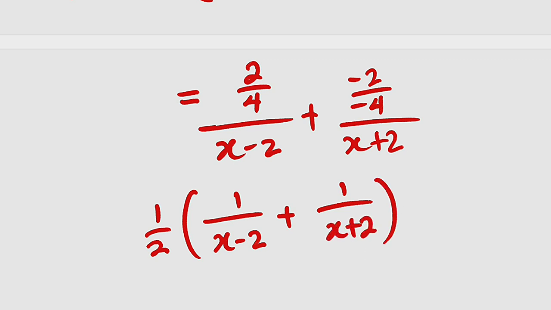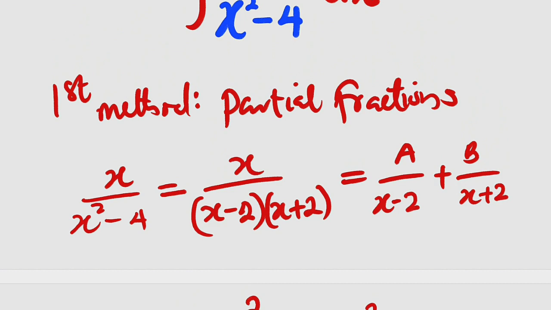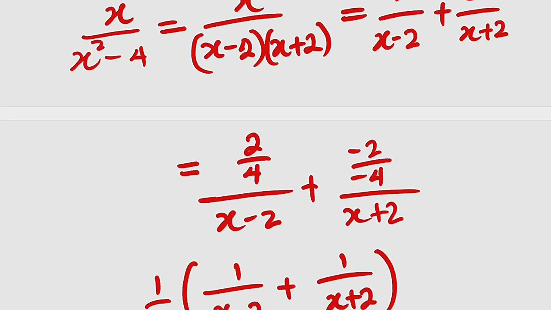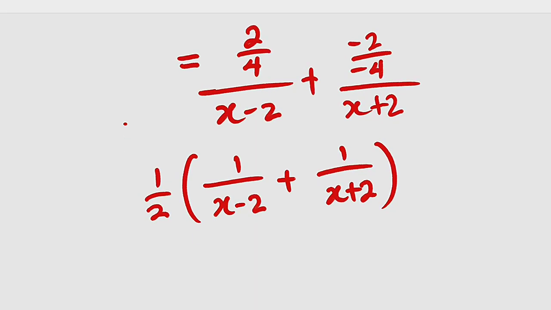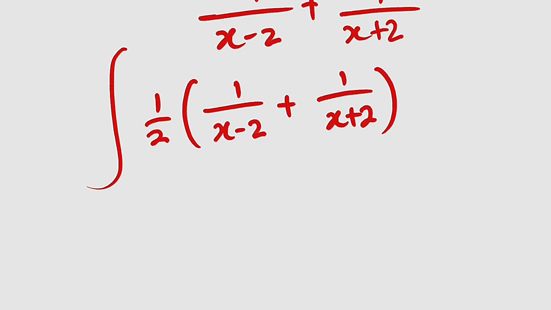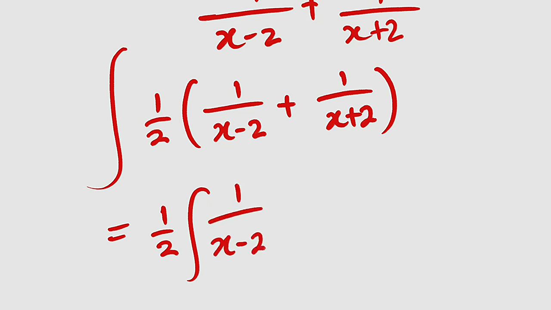And hence this is the partial fractions of that compound fraction, which is this one. So instead of integrating this function, we can simply integrate the partial fractions. So we are going to integrate this one, but since this is a constant, we can bring it out. So this is equal to 1 divided by 2, the integral of 1 divided by x minus 2, then plus 1 divided by x plus 2 dx.